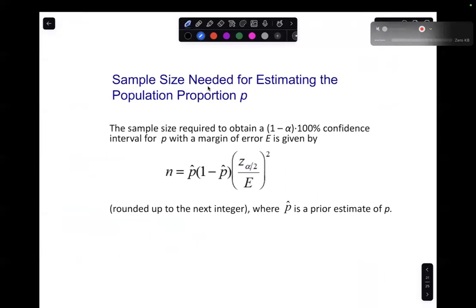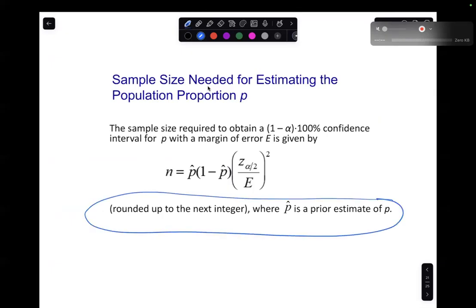And always, this is very, very important. We always round up to the next highest number. I can't have a sample of 38.6. I have to round it up to 39.